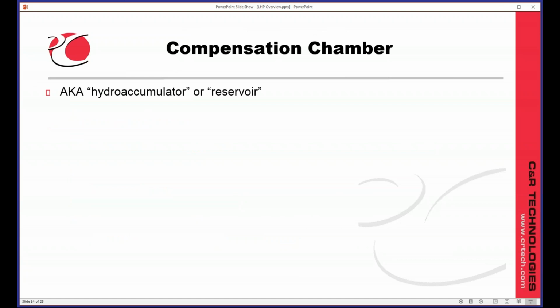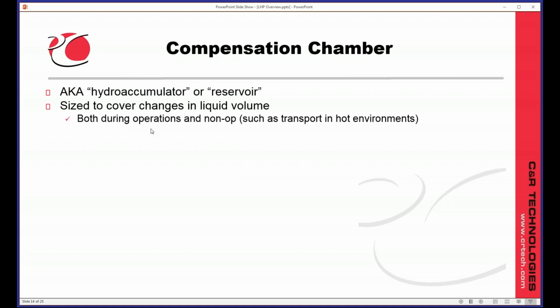All right, over to the compensation chamber. Another name for that is of course a reservoir, which is kind of a CPL term. A hydroaccumulator is another term that was used in the original literature, but I think more and more we're seeing just compensation chamber or CC. The purpose of this is to cover changes in liquid volume. As you heat up liquid, of course, it takes up more volume, and so you have to be able to handle not just operation cases, but things like non-op transport in a hot environment. You want to make sure that your whole LHP doesn't hard fill with liquid, because then the next step is rupture.